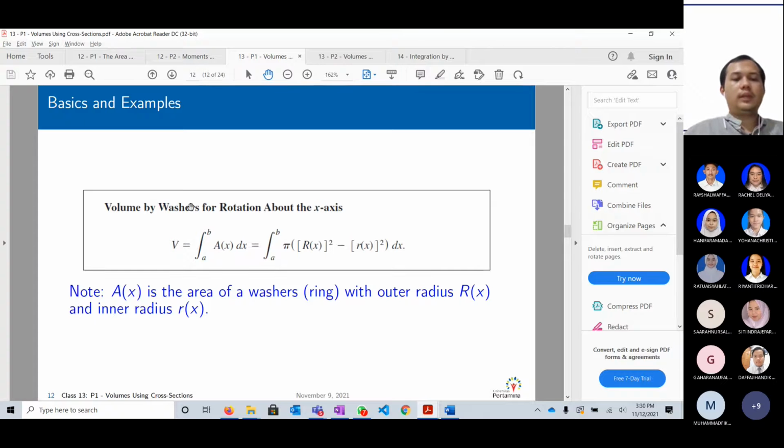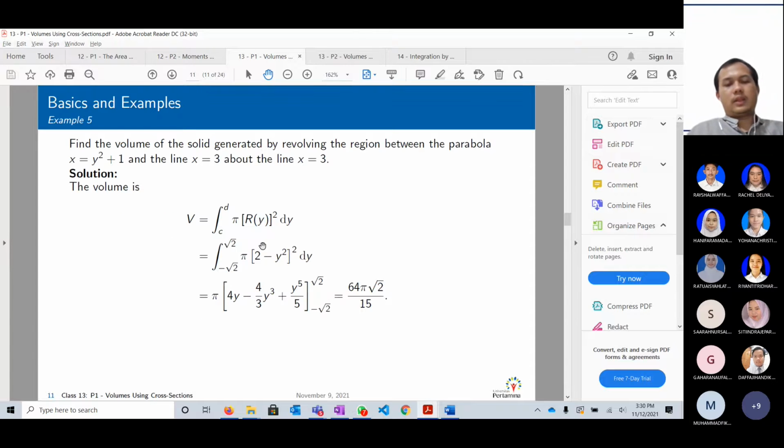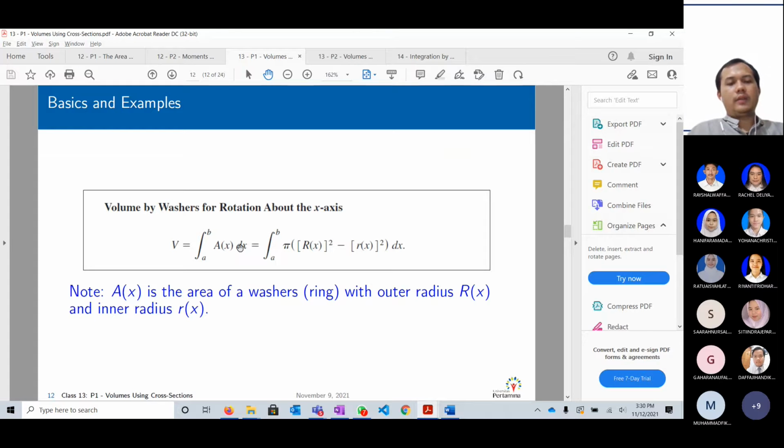And what if we have this kind of solid? Yeah, we have washers.